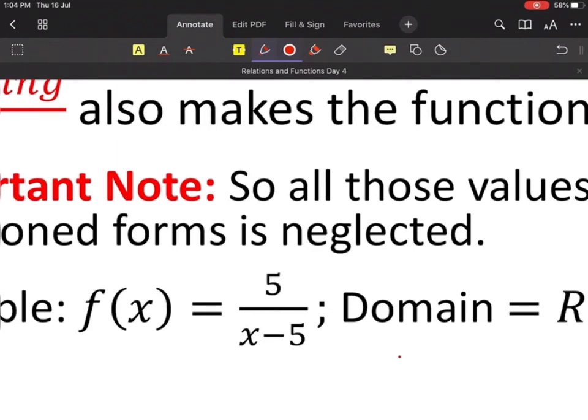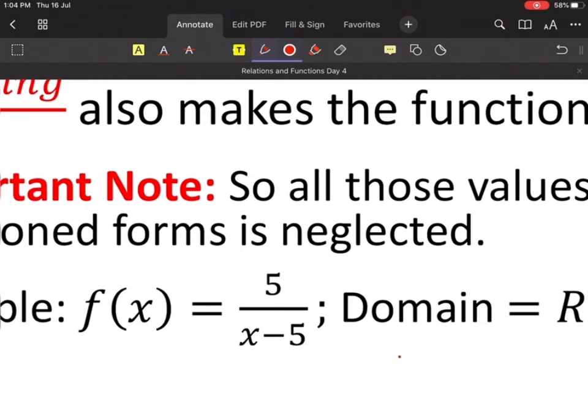Just like the previous one, our function was what? f(x) equal to x squared, right? Here we have a different one, that is 5/(x - 5). Now my question comes here. Can anybody tell me for what value of x this function becomes undefined? Let's see, who can tell me the answer?